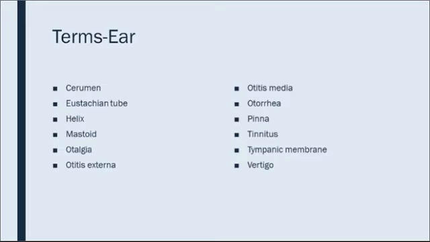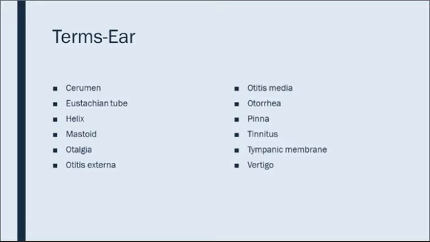Some terms to help you. They may have used some terms, so if you hear those terms or you see them on an exam: your cerumen is the yellow waxy material that lubricates and protects the ear canal. Your eustachian tube connects the middle ear with the nasopharynx and allows passage of air.